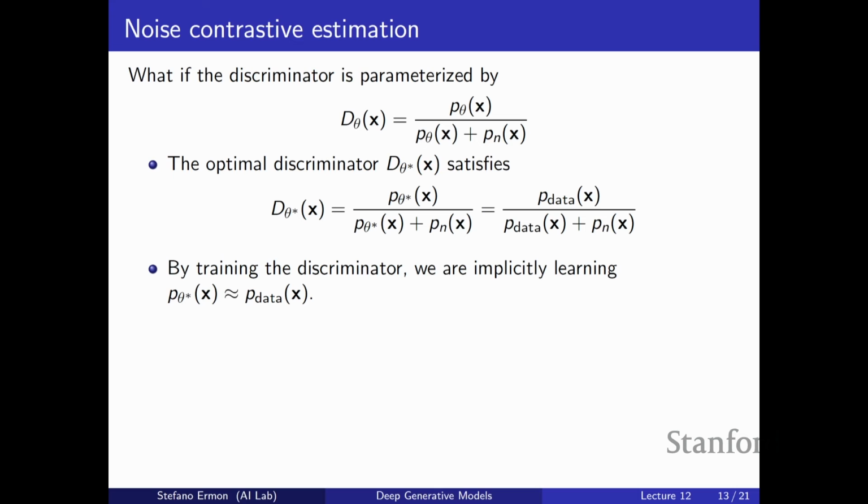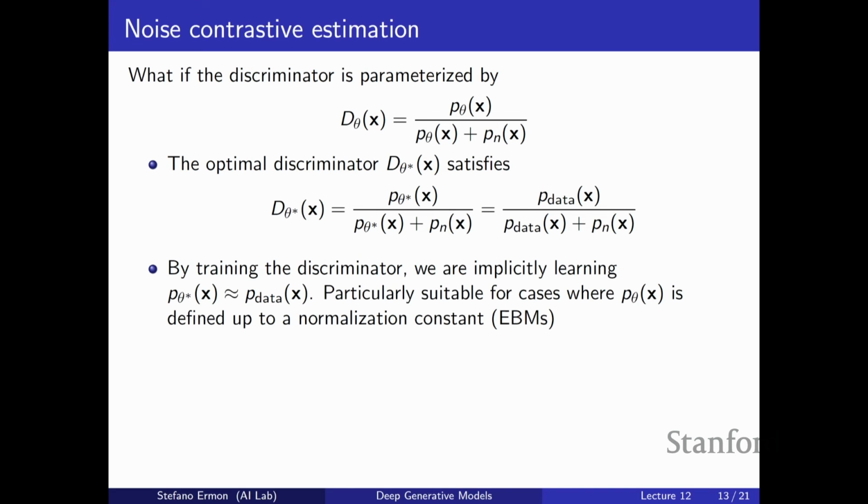And the idea is that by training the discriminator the usual way, by minimizing cross-entropy loss, we're kind of forcing it to learn a p theta that matches the data distribution. Because that's the only way it can do well at this binary classification task. It really needs to know which x's are likely under p data to get good cross-entropy loss. And that's only possible when p theta matches p data. And we're going to see that this is suitable when p theta is defined up to a constant, when p theta is going to be an energy-based model.